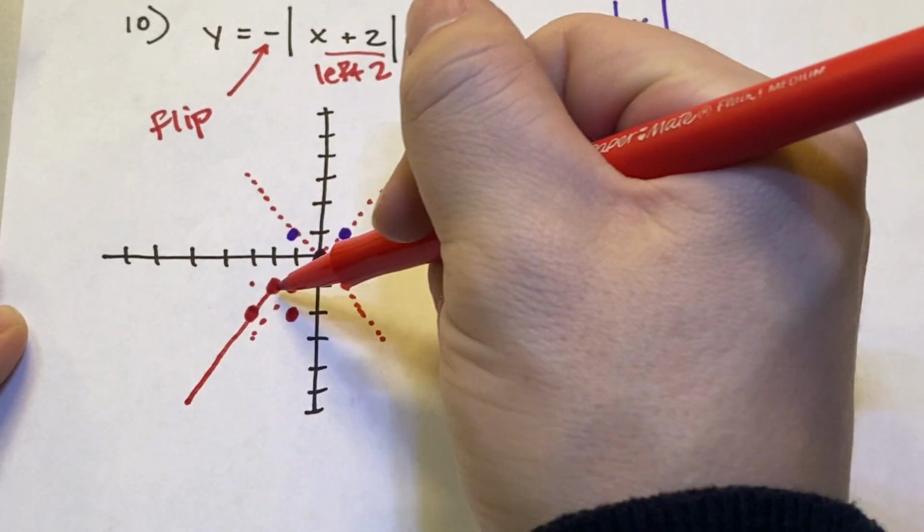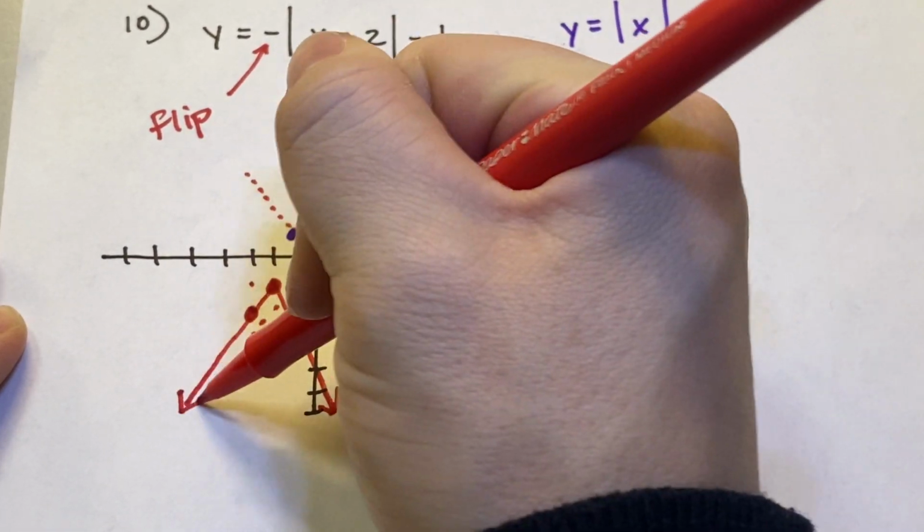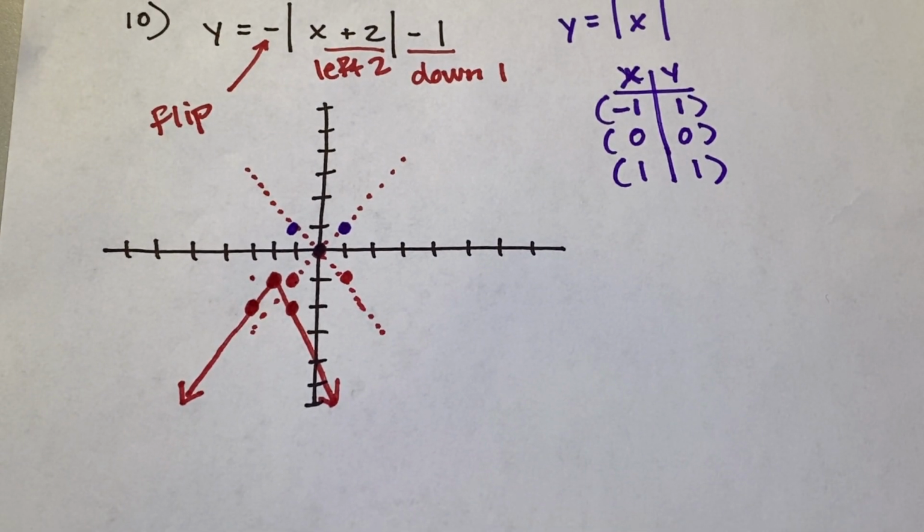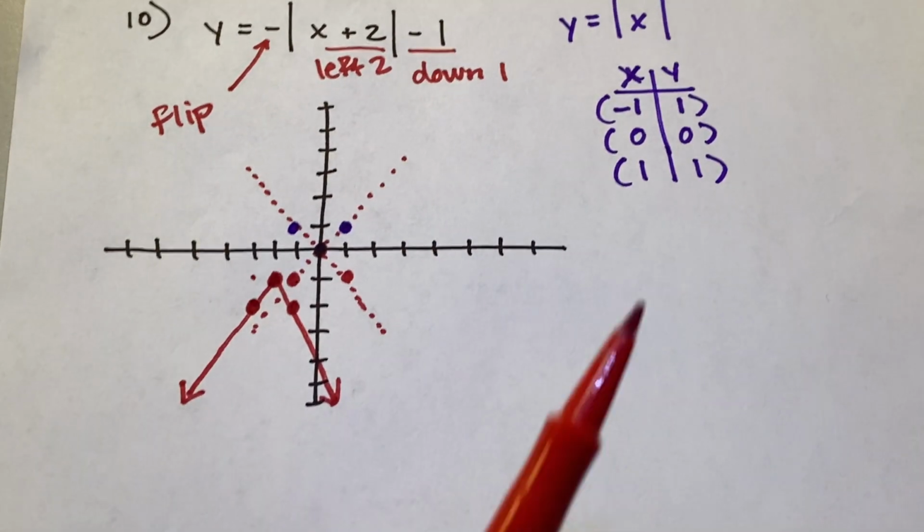And now there is our finished transformed function. It's been turned upside down. It's been flipped. That's why the arrows are now pointing down. And it moved to the left 2 and down 1.